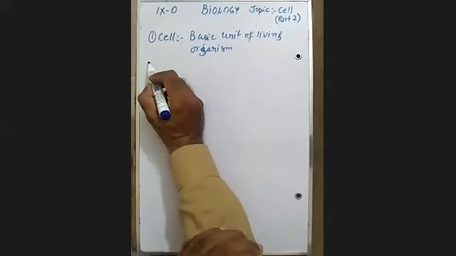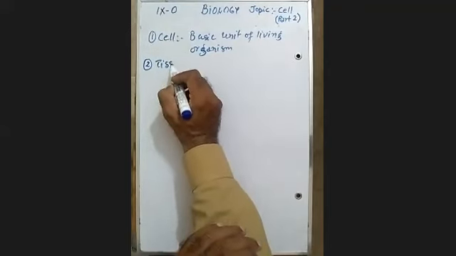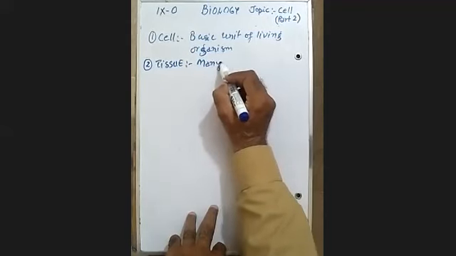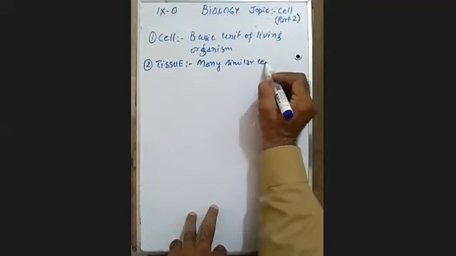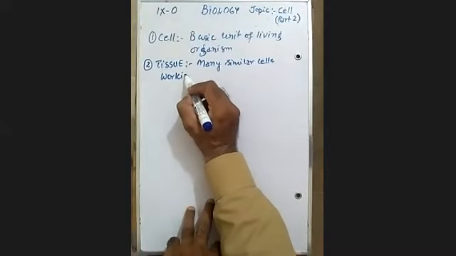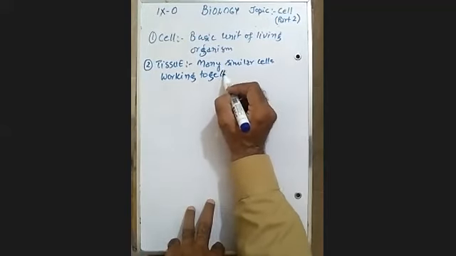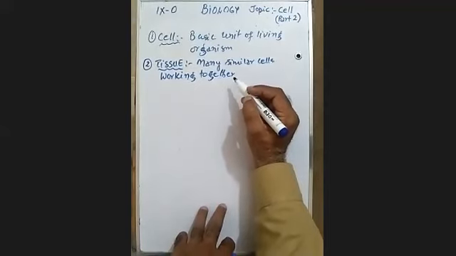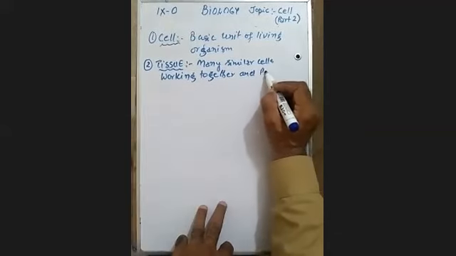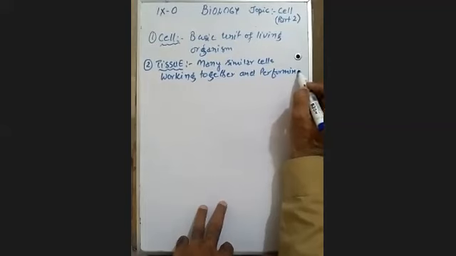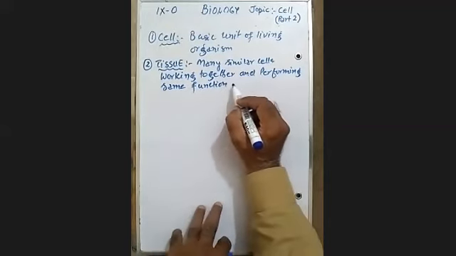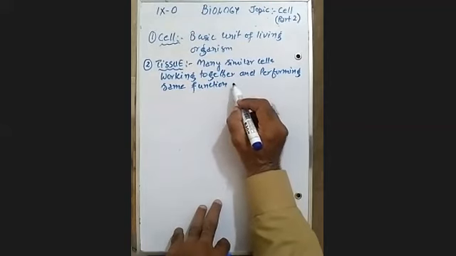Now the second thing is tissue. You see, many similar cells working together to perform the same function are called tissue.